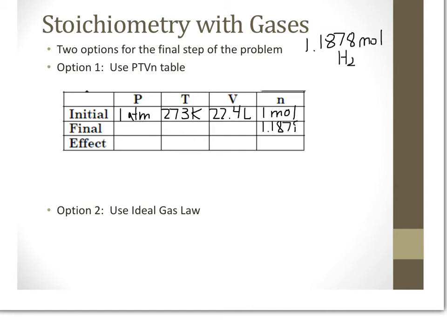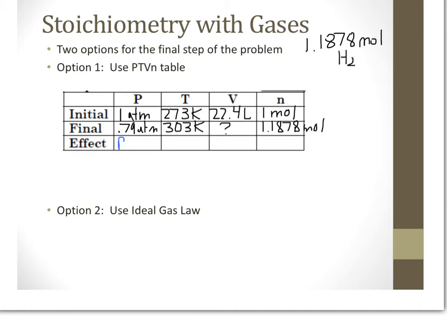1.1878 moles. We want to know what the volume is. The temperature, it said, was 30 degrees Celsius, which is 303 Kelvin, and the pressure was 0.79 atmosphere. And so you would make a comparison and do your calculation based on that.